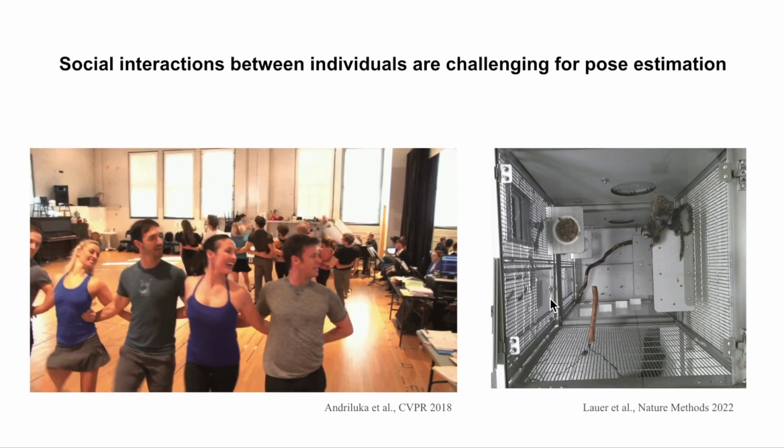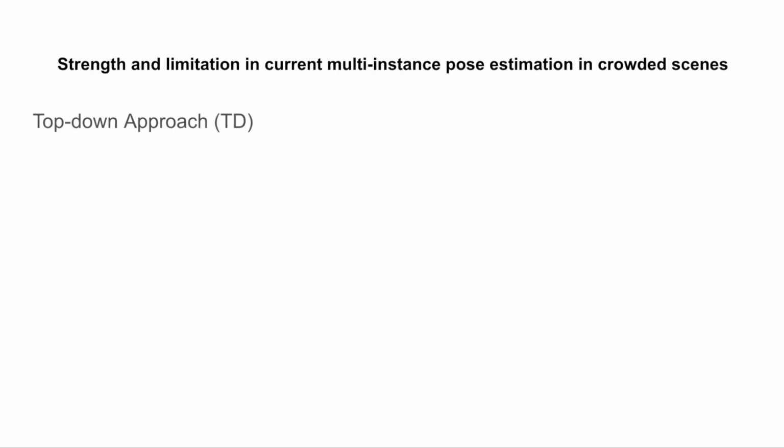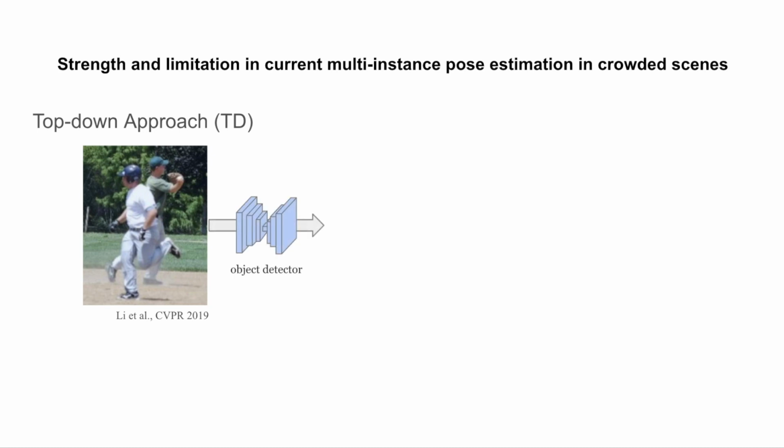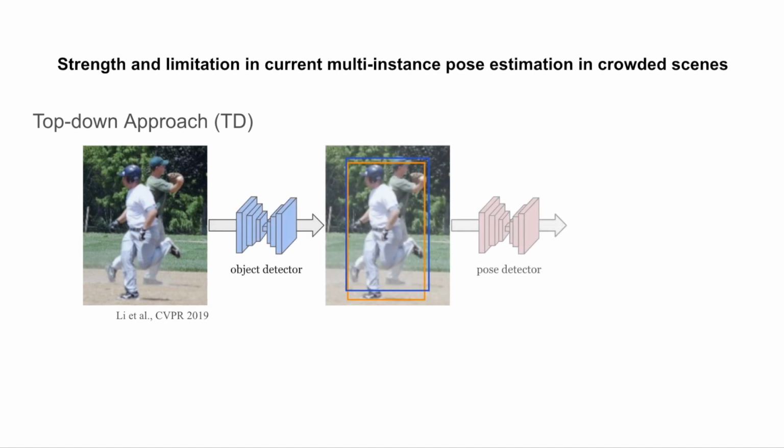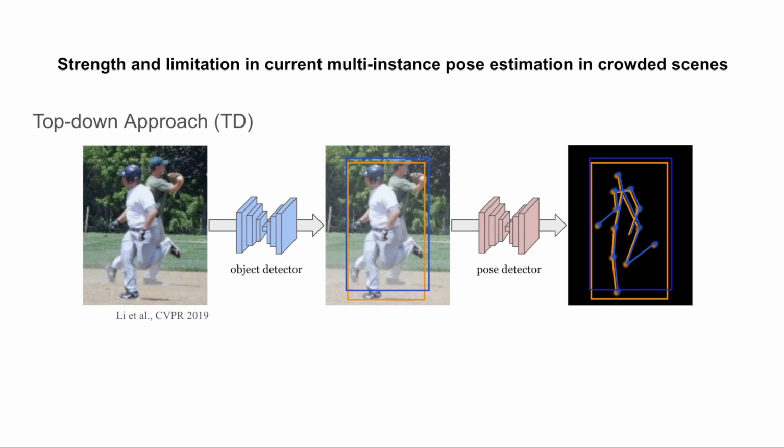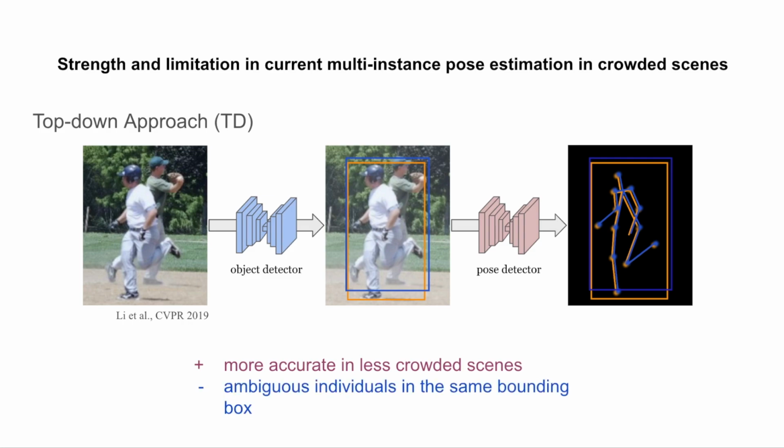Pose estimation is approached in two different ways, top-down and bottom-up. The top-down pose estimation approach first detects each individual and then estimates the pose, ensuring that each person is distinctly recognized. This method excels in scenarios where individuals are clearly separated, providing high accuracy and detailed pose information. However, in densely crowded scenes, top-down methods are ill-defined as it is unclear which pose should be predicted within a bounding box that contains multiple individuals.